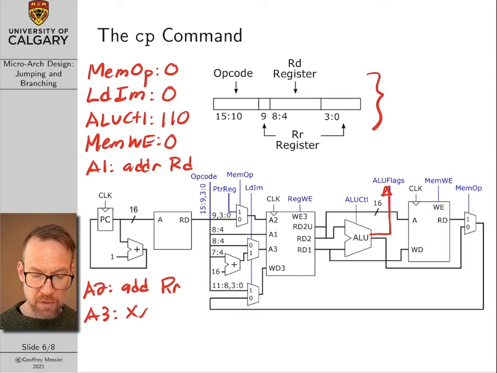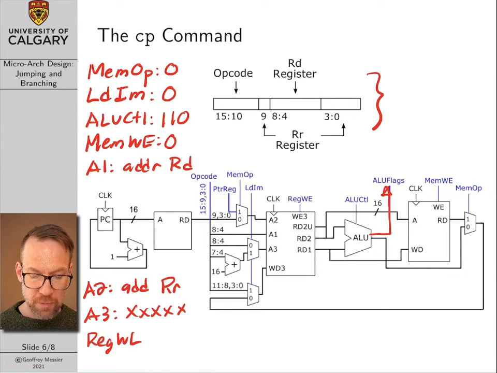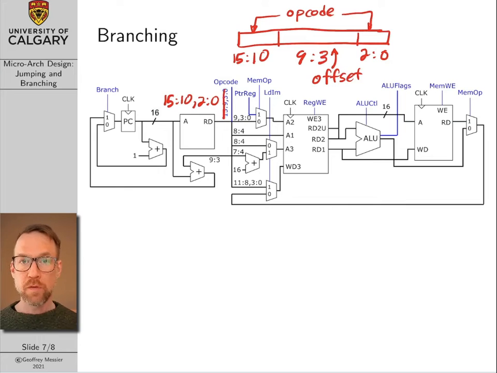A3 is don't care, because we're not changing any register values. And critically, register write enable has to be 0. Right? So nothing changes in the data path. The only thing that happens is we perform a subtraction, we set the ALU flags, and those ALU flags are used for the next command when we actually call a branch command. And this is the modification of our microarchitecture to support branching.